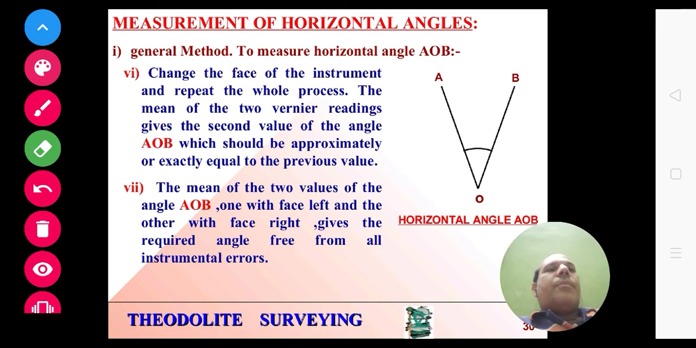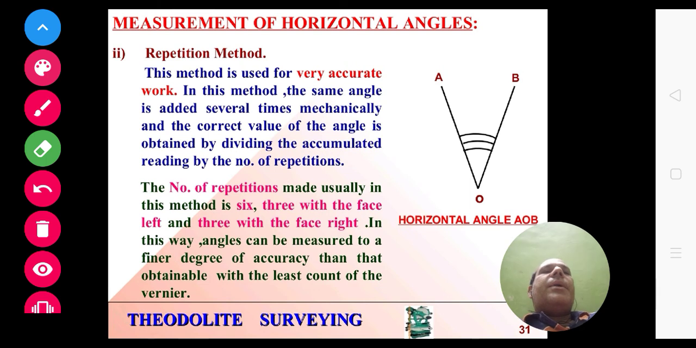So today we have seen the different component parts and different axes of the telescope, the types of telescope, and also the measurement of horizontal angle by the direct method. Today we will stop here. In the next lecture we will see the repetition method of measurement of horizontal angle by theodolite. Thank you.